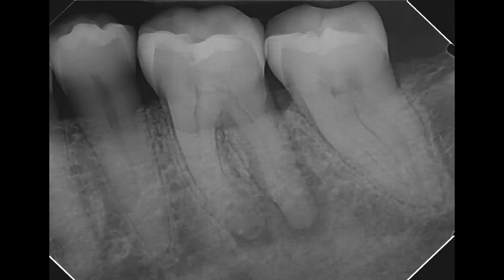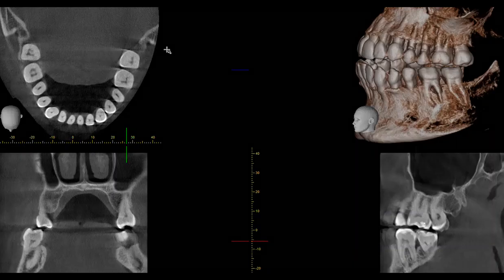Teeth with vertical root fractures which do not extend completely down the root can be more difficult to detect. Let's look at this image. This patient was referred for treatment of tooth number 19. As expected, the tooth tested non-vital to the application of cold. You can visualize the apical pathology here. Now let's review the CT scan.